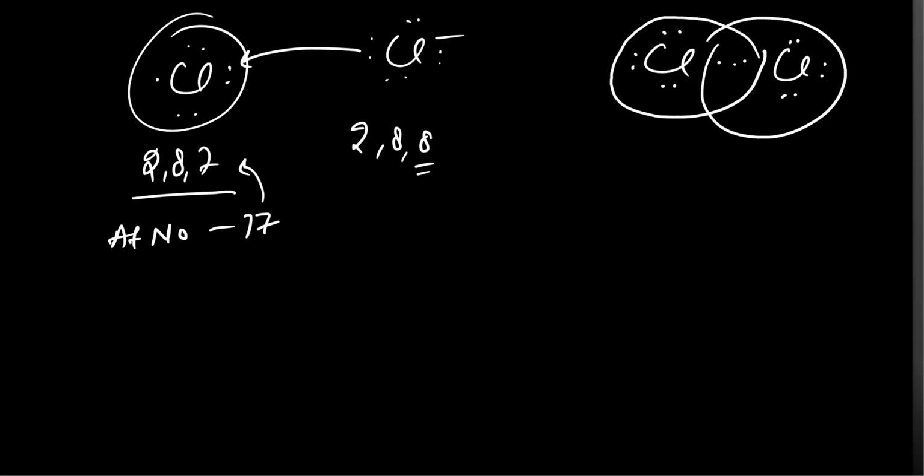So here the two atoms will share 1, 2, 3, 4, 5, 6, 7, 8. Each of them is going to have 8 electrons. This is called a sharing bond. The Cl atoms will combine together now. This is Cl2 gas formation. So Cl minus ions cannot make bonds. Cl atoms can make bonds, covalent bonds.